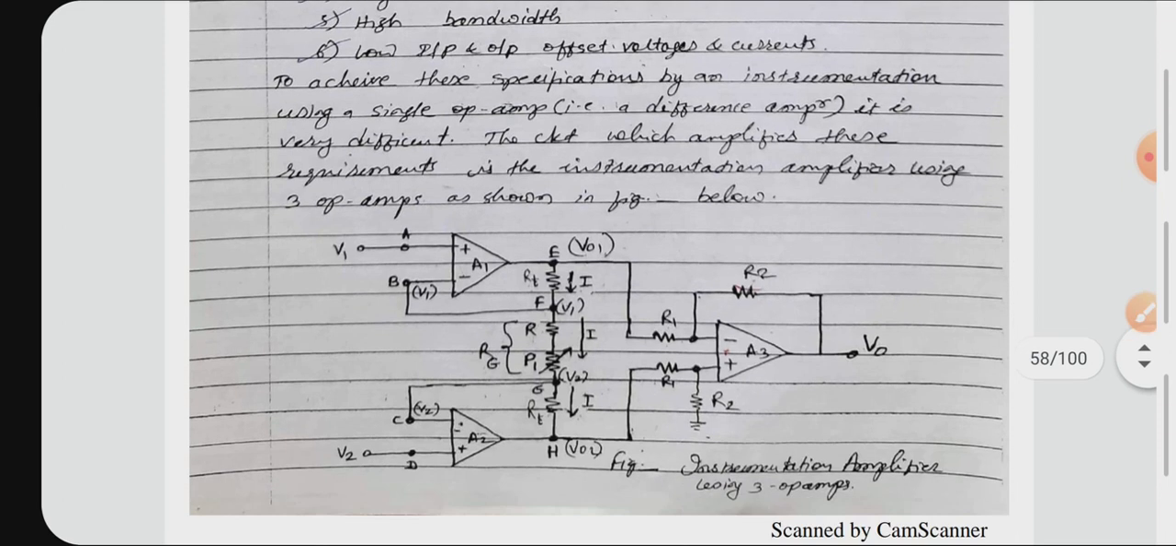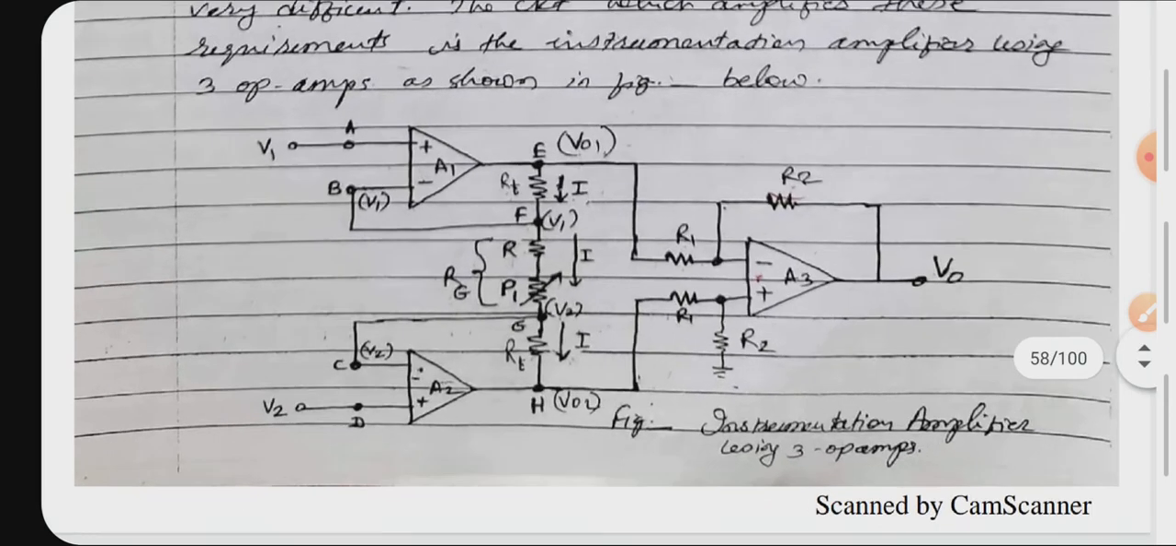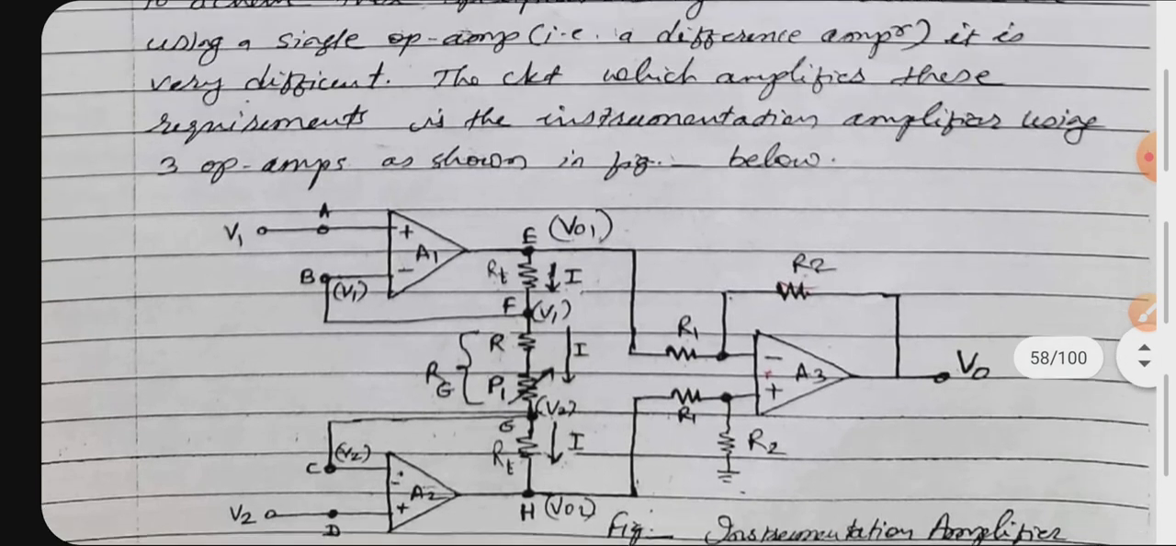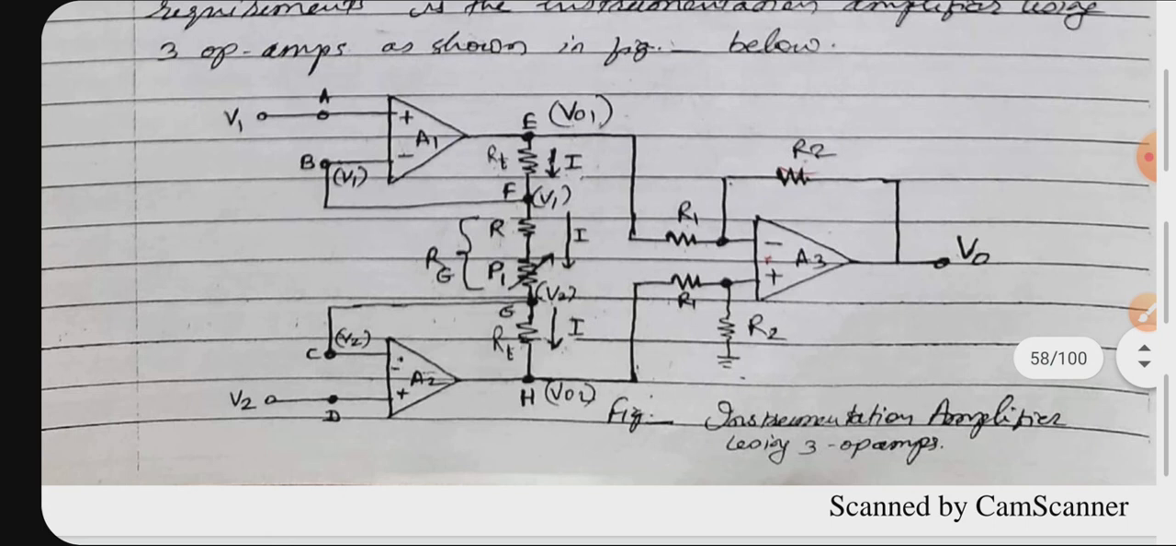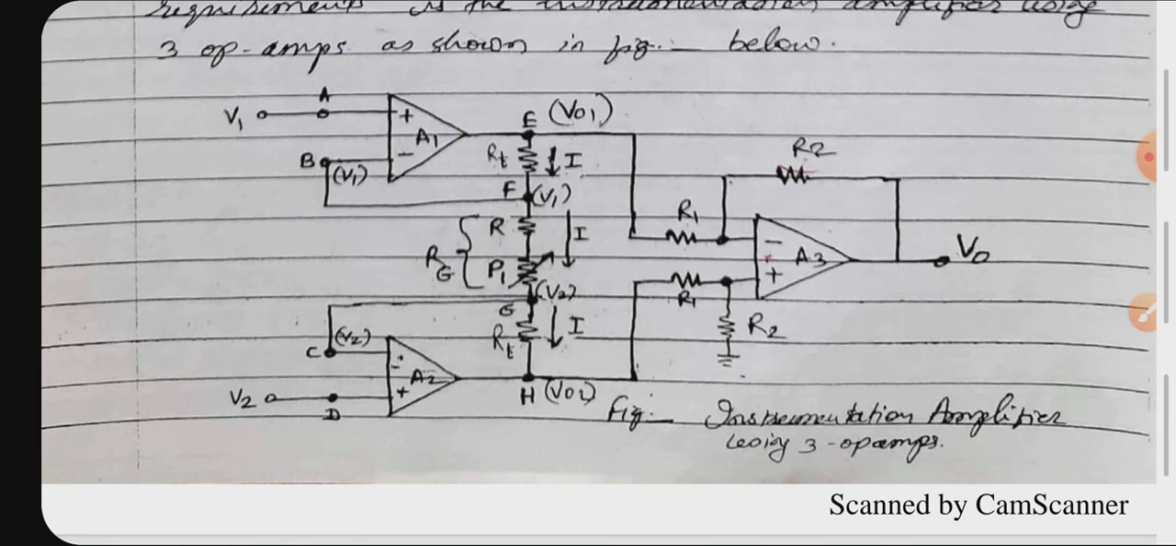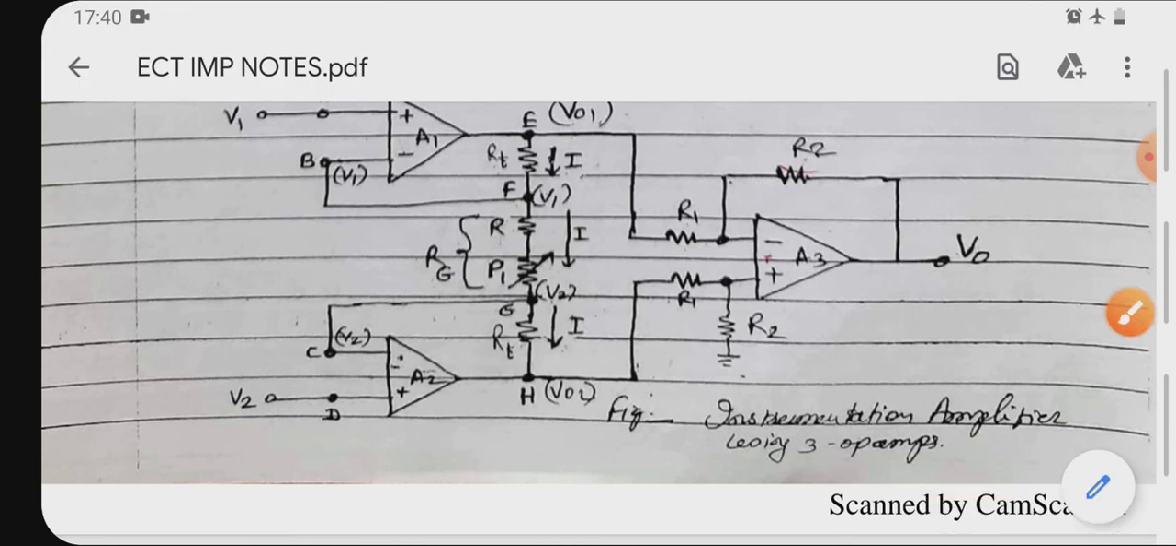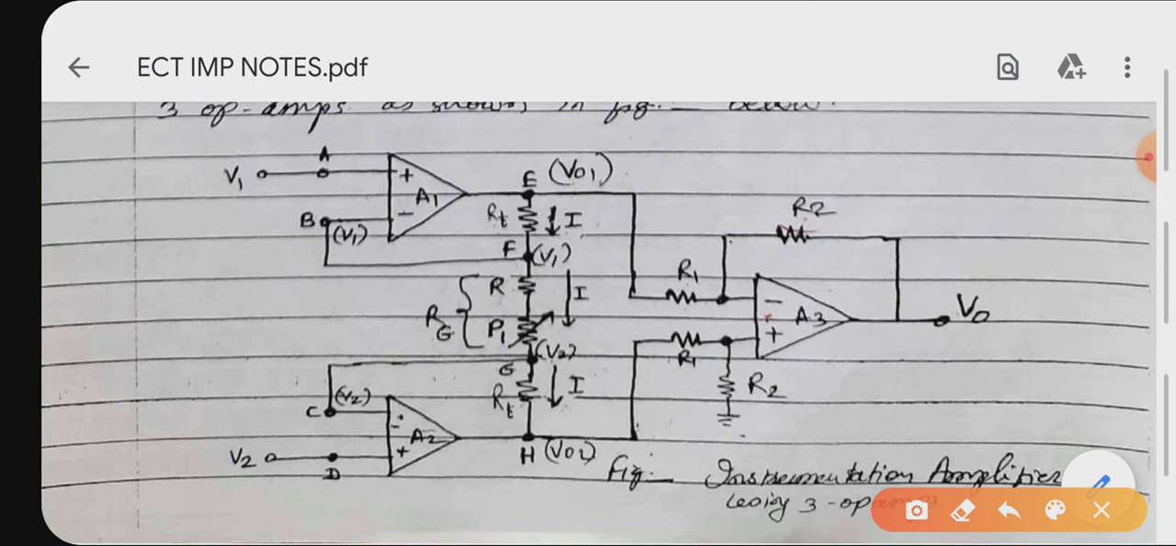A very popular circuit used as an instrumentation amplifier in industrial applications is the three operational amplifier based instrumentation amplifier. You can see, to achieve this specification by an instrumentation amplifier using a single op-amp is difficult. So the circuit which consists of three op-amps is very popular in industrial applications. You can observe the circuit diagram. Here there are three operational amplifiers: op-amps A1, A2 and A3.